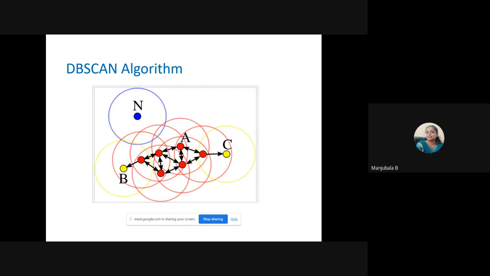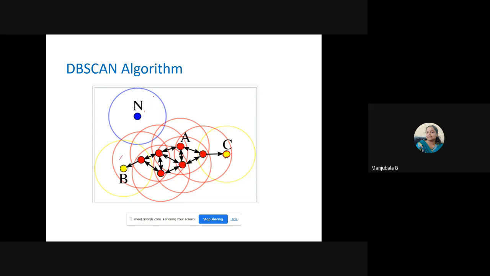So let us see this diagram. Here there are 6, 7, 8 data points in our data set. Suppose we consider some EPS value. These red points are neighbors of each other, so these are the core points, and they will form the clusters, right? These points B and C are the boundary points. They are reachable from the core points, but they don't have MinPts number of points in their neighborhood, because they don't have any neighboring points of their own. And here N is the outlier. It is neither a core point nor a border point.